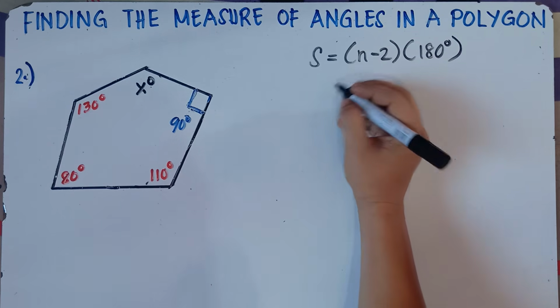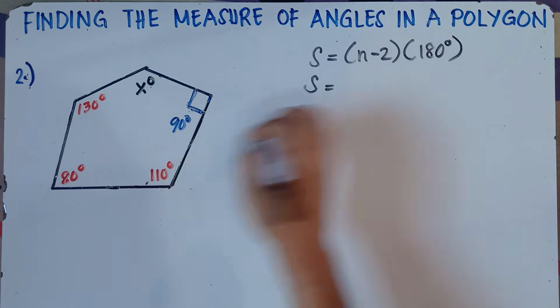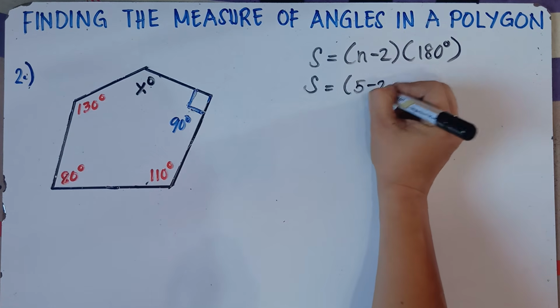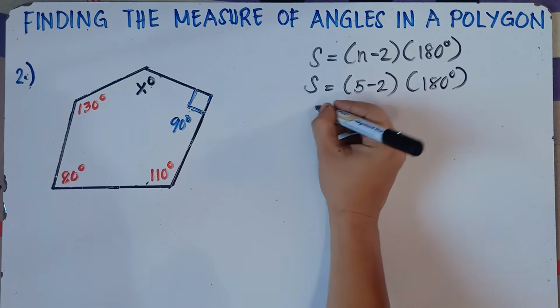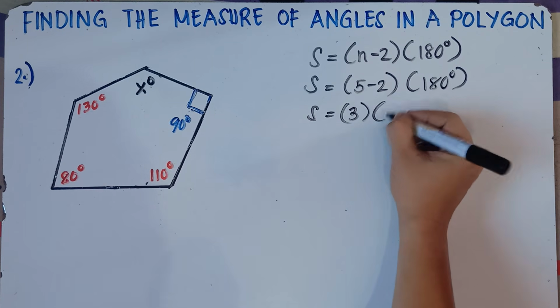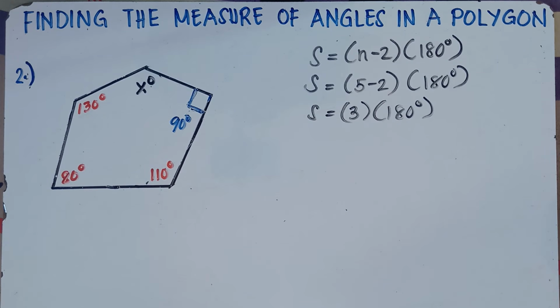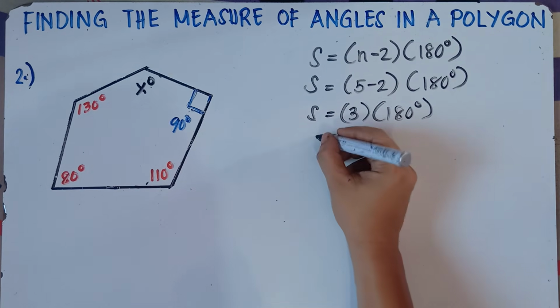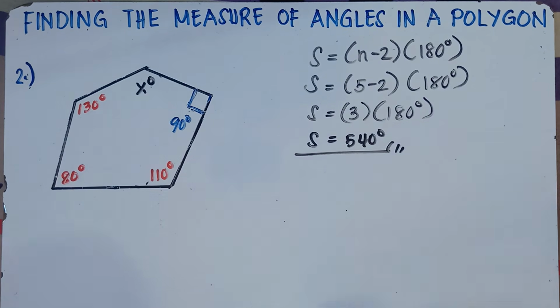Alright, so substitute the value of n. So, copy S equals n, the number of sides. We have 5 sides, 5 minus 2, and then times 180 degrees. So, S equals 5 minus 2, that's 3, times 180 degrees. So, 3 times 180 degrees, the answer is 540 degrees. Alright, so this is 540 degrees.